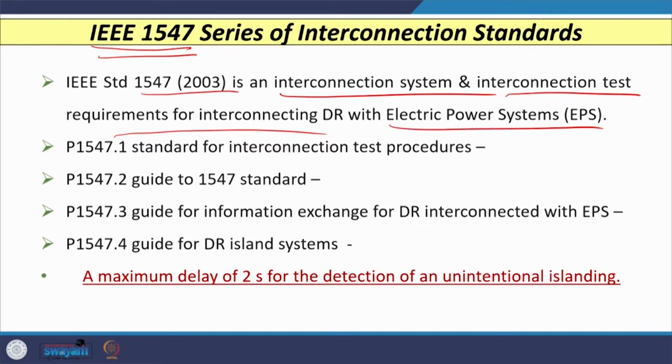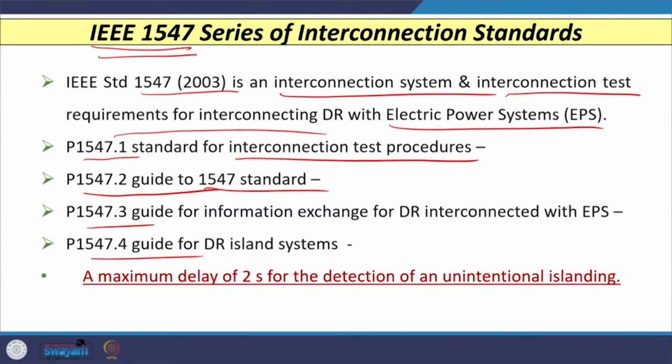In this standard, 1547.1 mentions the interconnection test procedures. 1547.2 is a complete guide for this standard. 1547.3 is the guide for exchange of information between the utilities and the distributed resources or distributed generators, and 1547.4 is the guide for islanding conditions or systems. We will discuss more about this fourth one, 1547.4, which is meant for islanding situations.